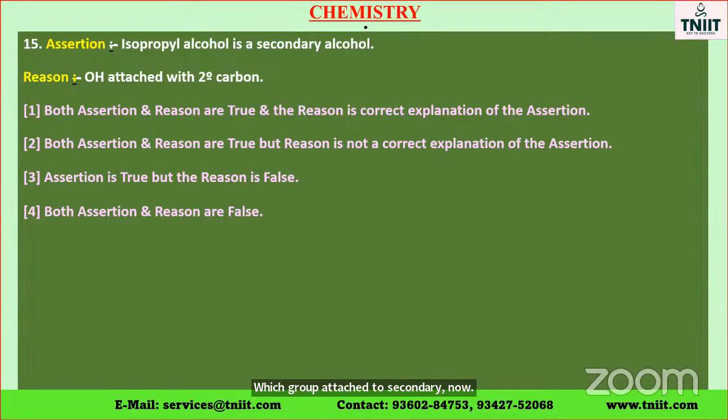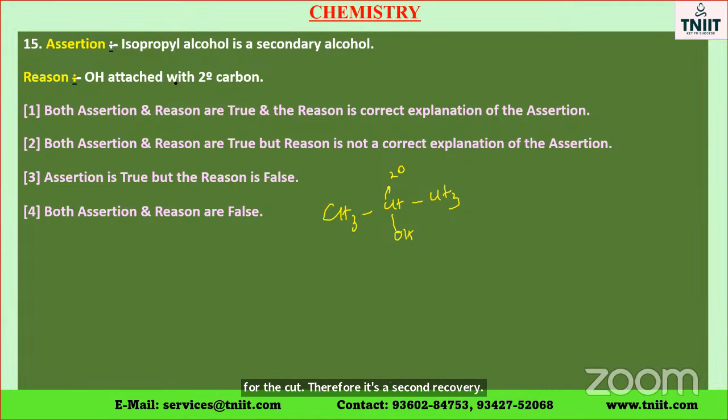Now, isopropyl alcohol is a secondary alcohol. The formula of isopropyl alcohol is CH3CH(OH)CH3. Here the carbon atom is a secondary carbon atom. Why is this carbon atom a secondary carbon atom? Because this carbon is bonded to two other carbons, therefore it's a secondary carbon atom.